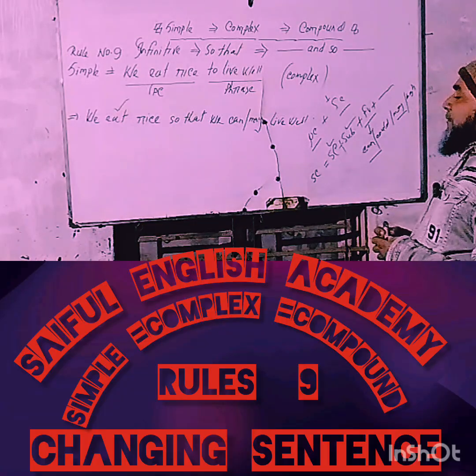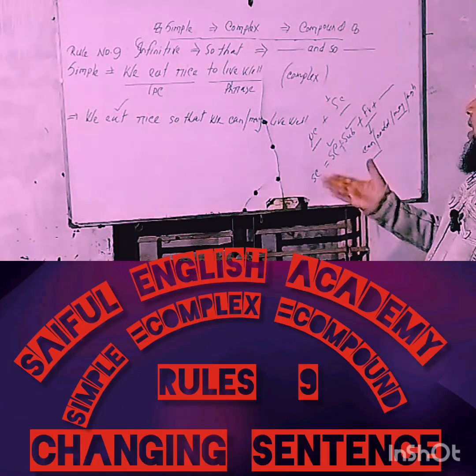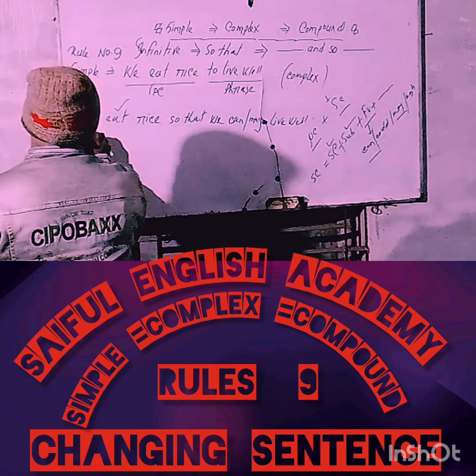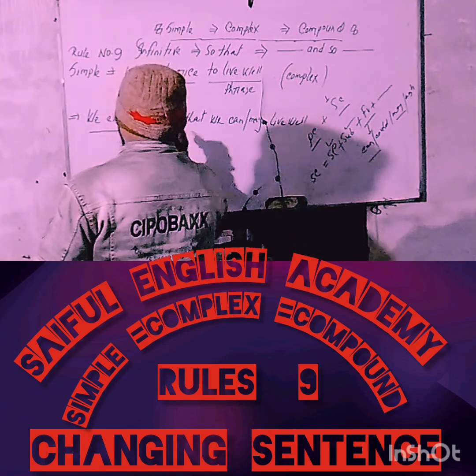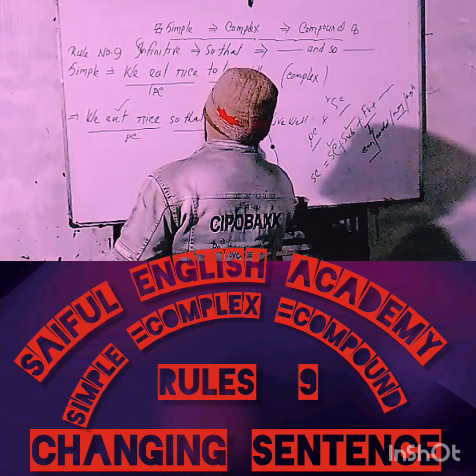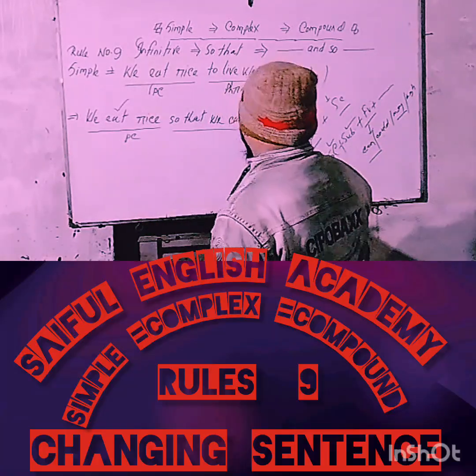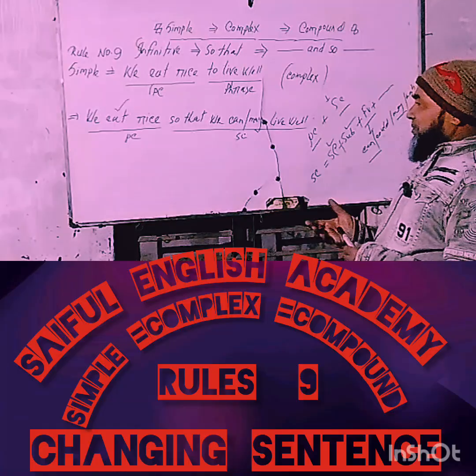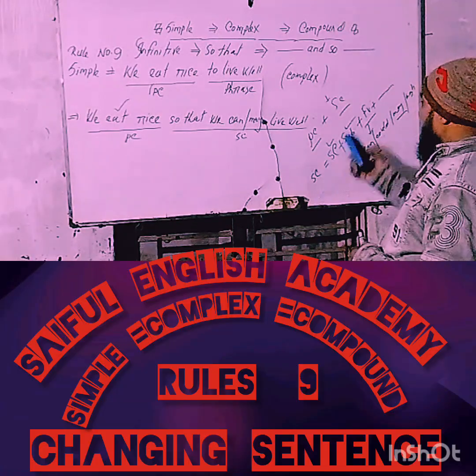Hope that you have understood clearly. My dear learners, now we have got two clauses. The first clause, which was the principal clause, and the second clause, so that we can or may live on, is the subordinate clause. Okay, my dear learners, hope that you have understood clearly.